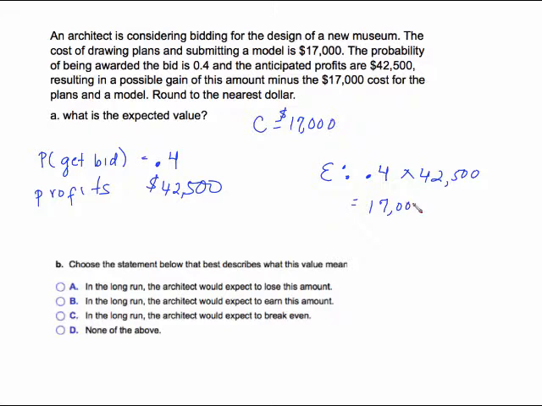So to get the expected value, I'm going to multiply the 0.4 times the 42,500, which happens to be 17,000. And you're thinking, hey, great, he's going to make 17,000, but he's already put 17,000 into getting this bid. So if you subtract the 17,000 away, the cost, he makes $0 on submitting this bid, even if he gets the bid. So what we pick here is, in the long run, the architect would expect to break even.